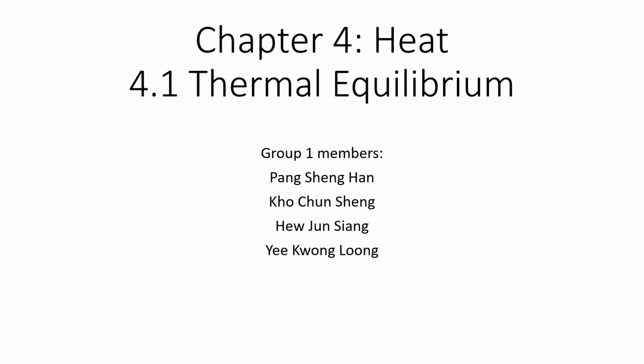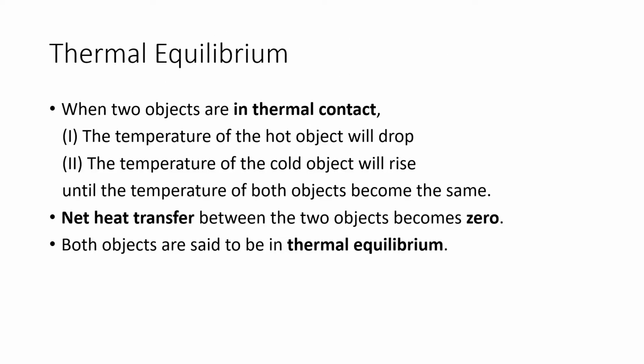This time we are going to discuss thermal equilibrium. When two objects are in thermal contact, the temperature of the hot object will drop while the temperature of the cold object will rise until the temperature of both objects becomes the same. Net heat transfer between the two objects becomes zero. Hence, both objects are said to be in thermal equilibrium.